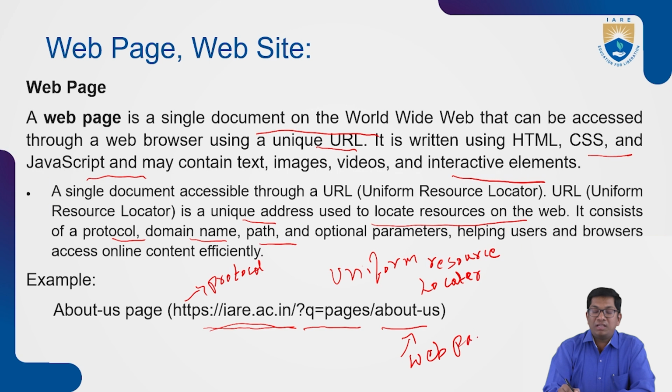So what is the web page we are accessing? About us. Okay, so if you type this in the browser URL, if we have internet and we have the right to access that page, then it will display the About Us page of the Institute of Aeronautical Engineering.